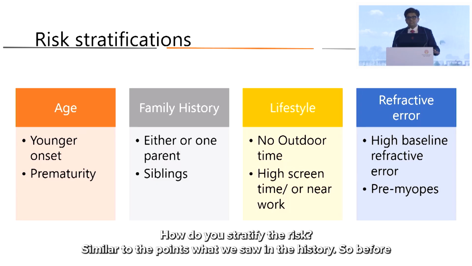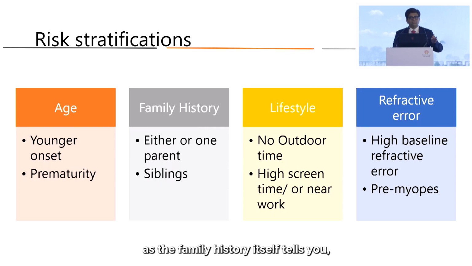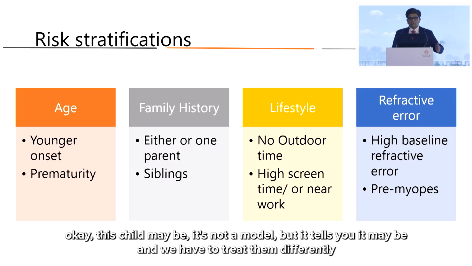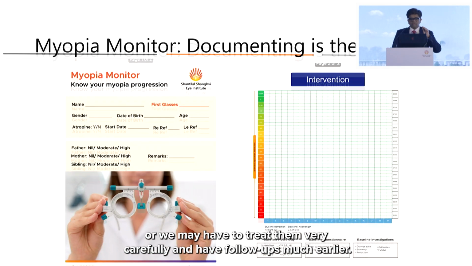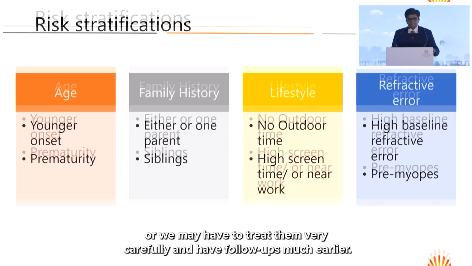How do you stratify the risks? Similar to the points we saw in the history. Before the child gets examined, your history, your past history, your personal history, as well as the family history itself tells you, okay, this child may be, it's not a model, but it tells you it's maybe, and we have to treat them differently, or we may have to treat them very carefully and have follow-ups much earlier.